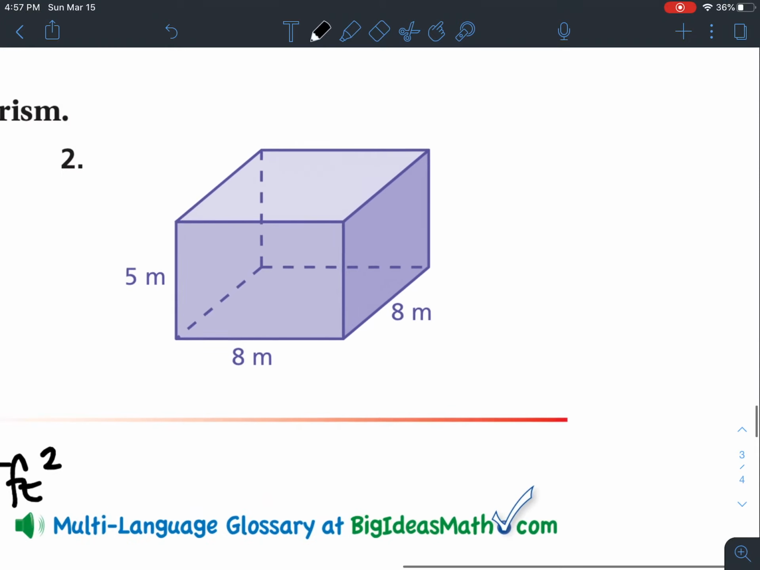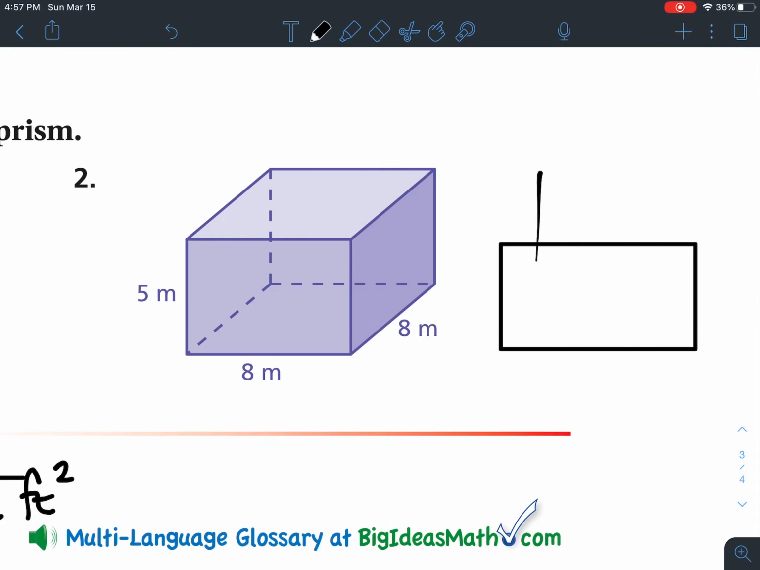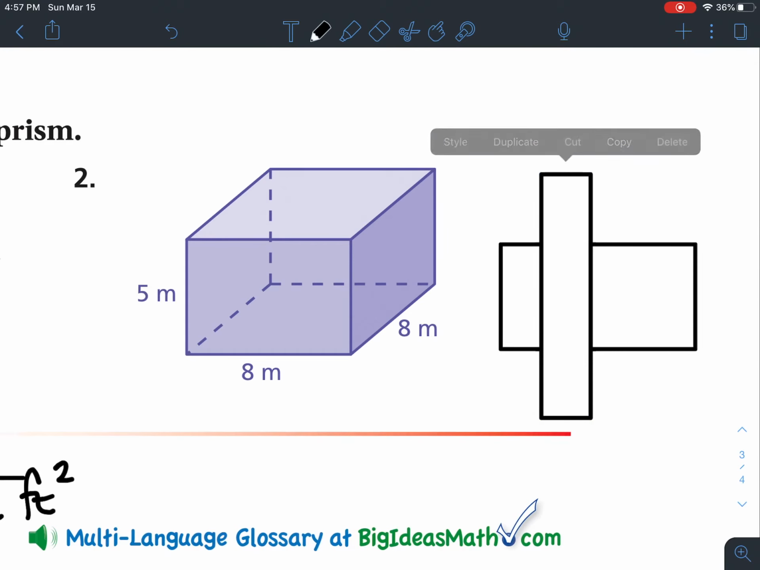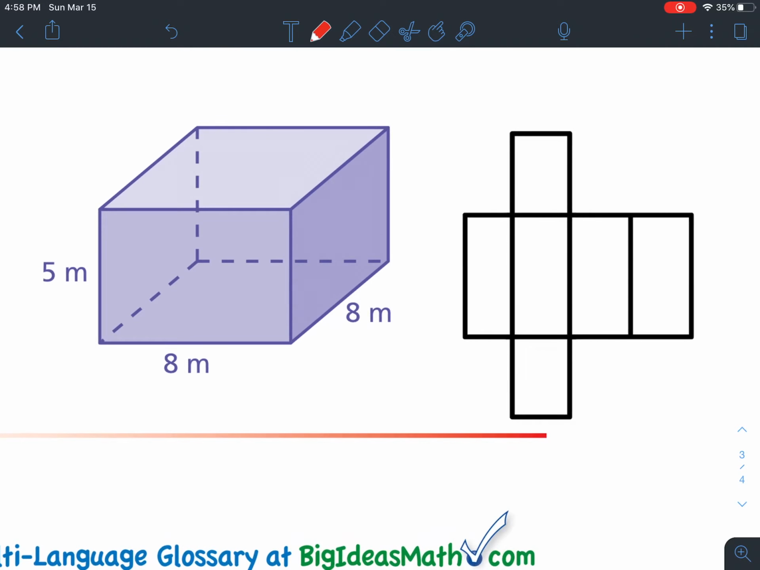All right, number 2. Same thing. Go ahead and take a second and draw your net. You can pause if you need to. This time we have 2 sides that are 8. I'm still going to take an 8 and put it down the middle here. So that's one of my 8s.